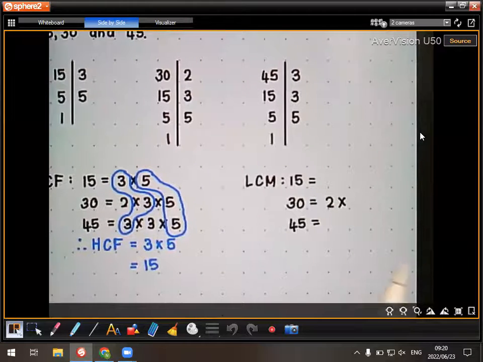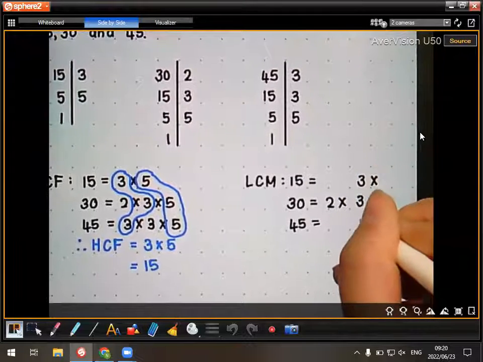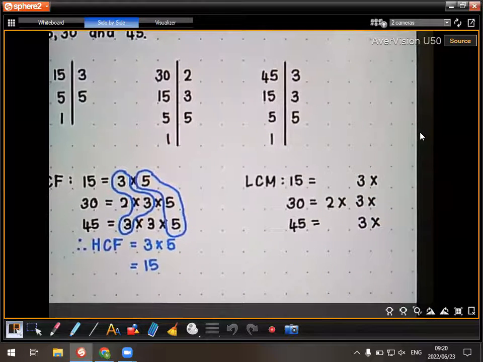What about 3? Do all of them have a 3? Yes. Okay, so I can write my first 3 next to that, all in a row, for all of them.